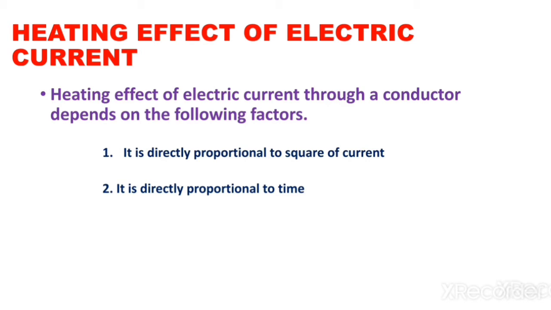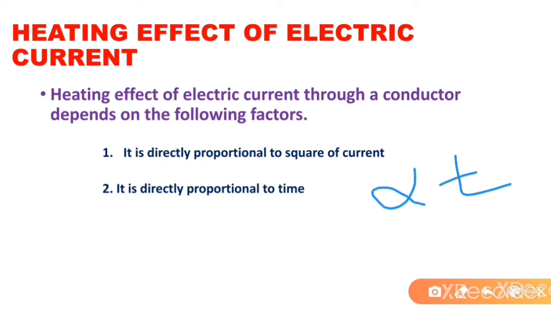Take an example. There are two bulbs of the same watt, same power and same voltage. One bulb is glowing for 10 seconds and the second bulb is glowing for 10 minutes. So which bulb will get heated more? The bulb which is glowing for 10 minutes will get heated more. Why? Because as the time of passage of current increases, the heating effect also increases. So heating effect is directly proportional to time. The more the time, the more is the heating effect.